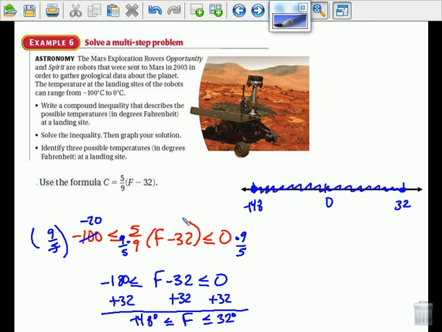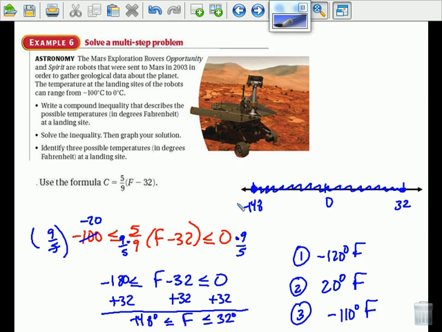And it's asking for 3 possible temperatures. So one possible temperature is negative 120 degrees Fahrenheit. Another one is 20 degrees Fahrenheit. And another one is negative 110 degrees Fahrenheit. Any temperatures between here are possibilities.